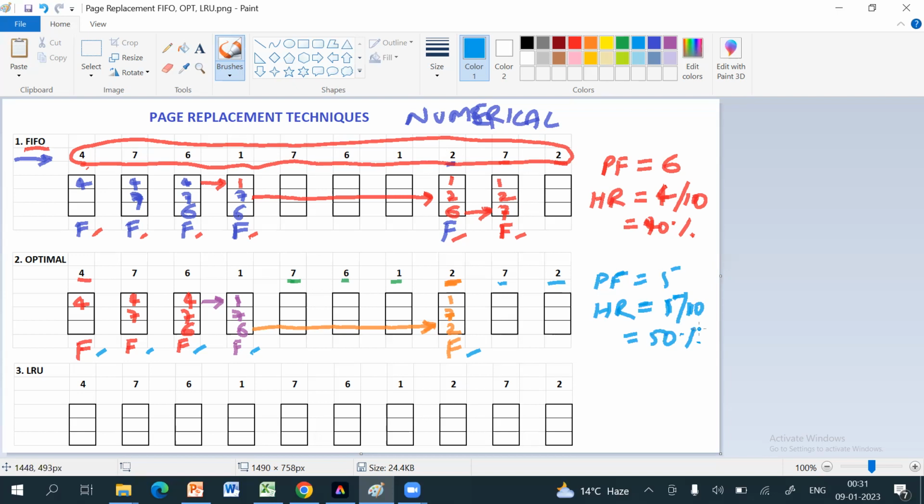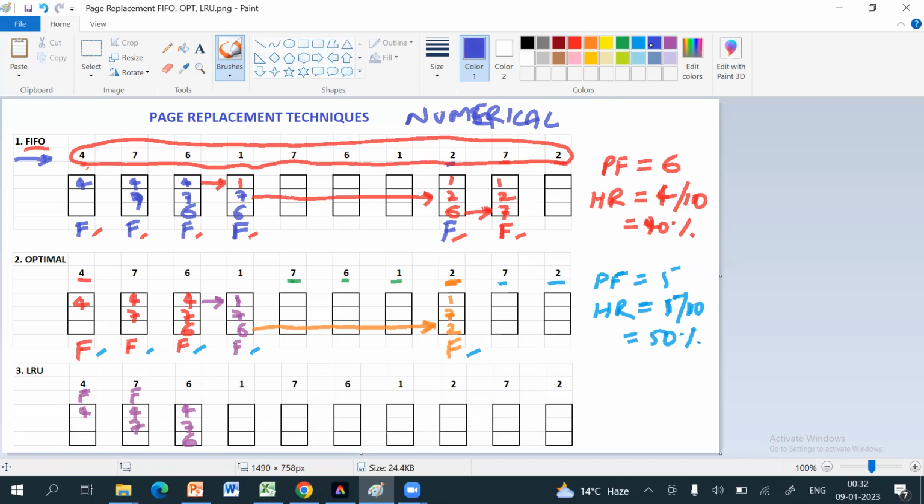Right, now let's move on to LRU. Coming to LRU, least recently used. LRU stands for least recently used. So again, let's start with 4. It is not found, so there will be a page fault here. I'm writing fault here actually, don't mind. So 4 will be loaded. Then 7 not found, so again there will be a page fault here. So 4 and 7 currently exist. 6 not found, again, so 4, 7, 6.